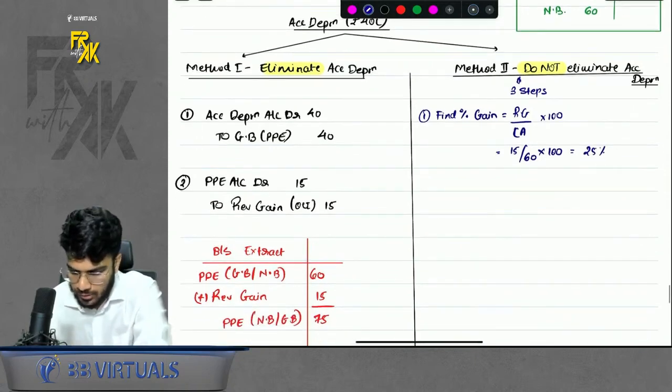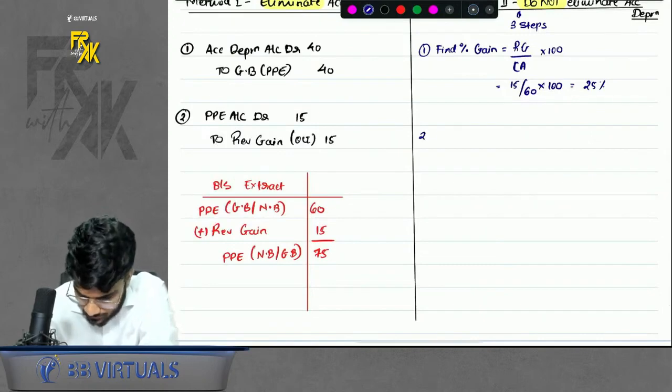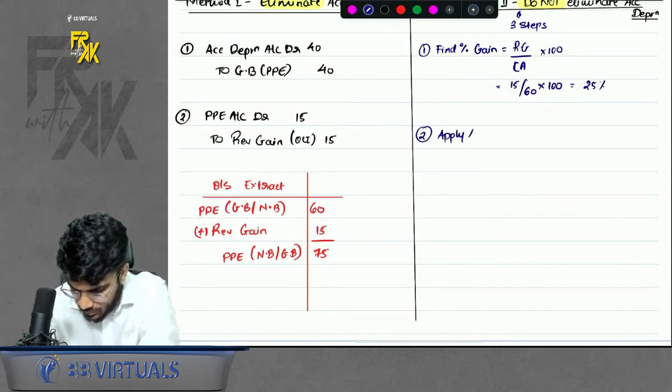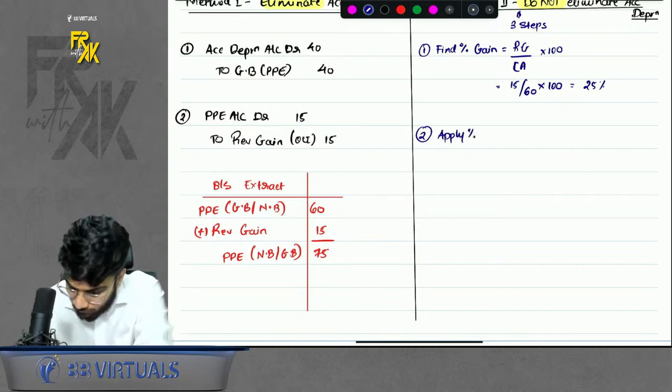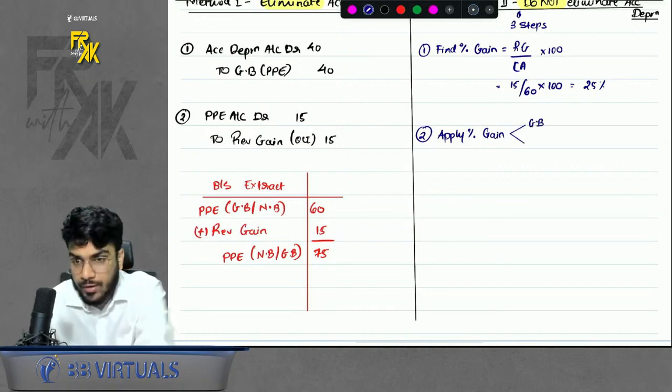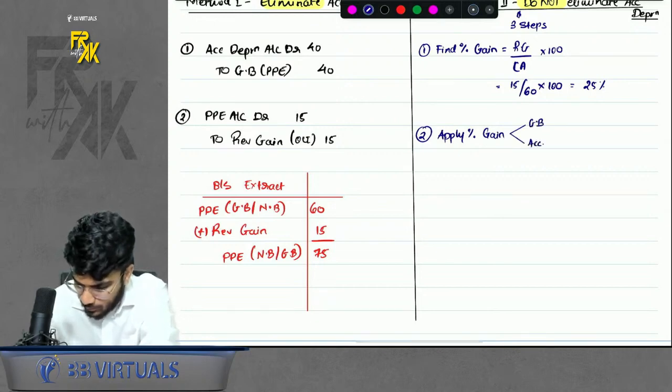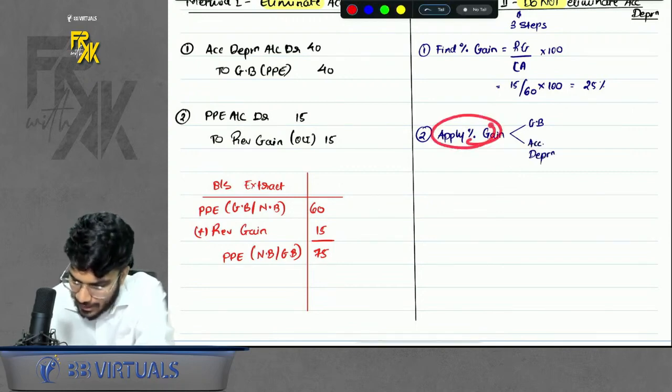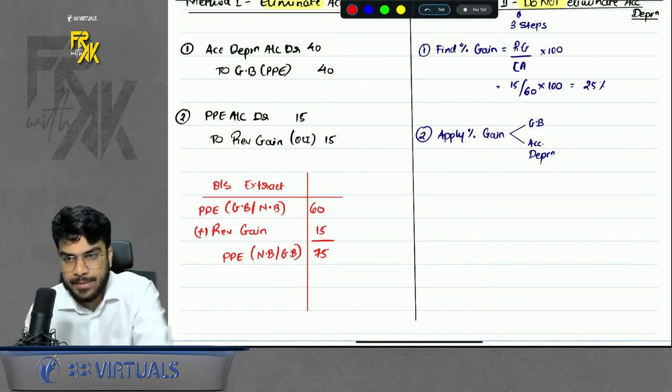This is our first step. Okay, we have to follow 3 steps. First step is done. Second step, we will have to apply this percentage gain on 2 amounts. One is gross block, and the other one is accumulated depreciation.